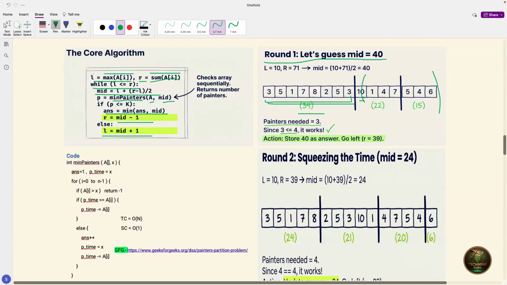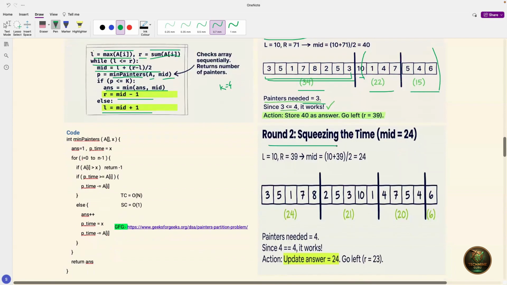So if you see, from 10 to 7, there will be 22 units of time needed for the second painter. And similarly, for the third painter, it will need 15 units of time. So how many painters are needed in this? 3, right? Since we have been given in the question that k is equal to 4. So we can still check, since total painters needed from this is 3, which is less than the painters given. So we can see that we can squeeze the time by using the spare painter.